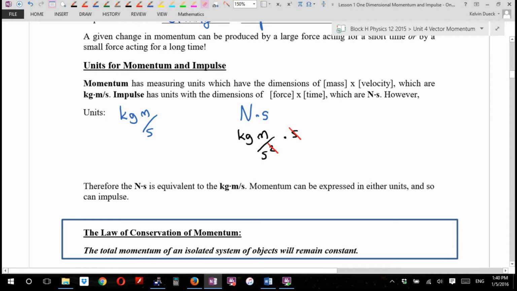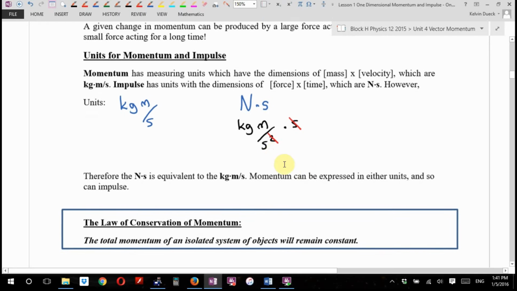I don't care which one you use. I'm a nerd, Nick. If I happen to use the force times time equation, I'll probably give you my answer in Newton seconds. If I happen to use the mass times velocity equation, I'll probably, just without thinking about it, give you my answer as a kilogram meters per second. But I don't care which one you guys use. I won't be that fussy.